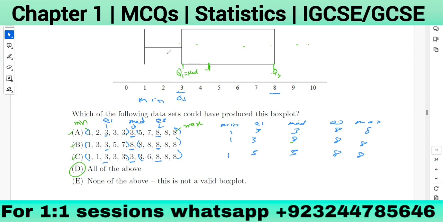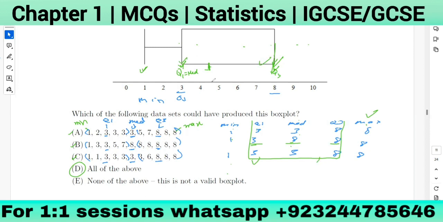So this is the right plot for the first one because Q1 is equal to median and the minimum is 1. So minimum is correct for all of them. Maximum is 8, so maximum is correct for all of them. So we are left with these three things. The second one is 3, 8, 8. So Q1 is 3, Q1 is correct. Q1 is 3 and median is 3 too, but Q3 is 8. So this diagram is correct for all A, B, and C.